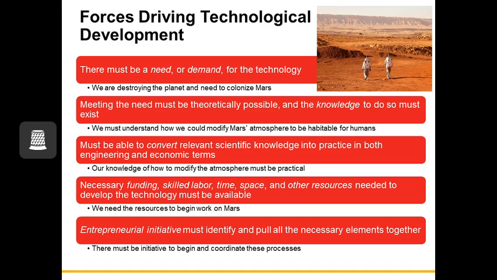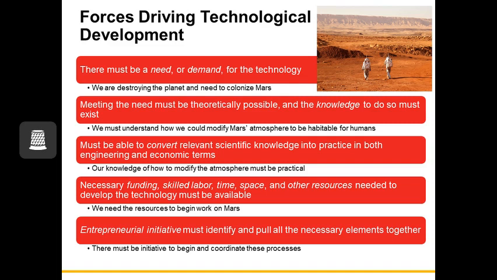Now, I have a friend who works at UTC and he's really into outer space stuff. And I don't understand any of this science, but he tells me that in theory, we could use machinery to alter the atmosphere of Mars so that humans could live there. That means meeting the need would be theoretically possible and that we should have the knowledge to do this. Okay. This must also be practical.